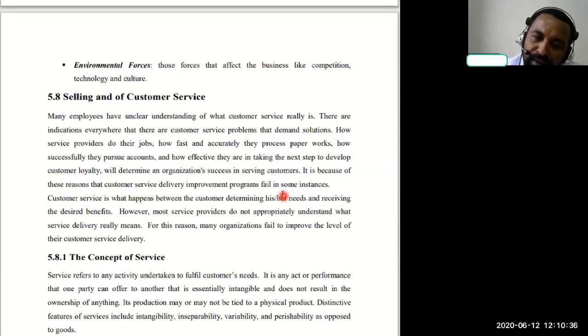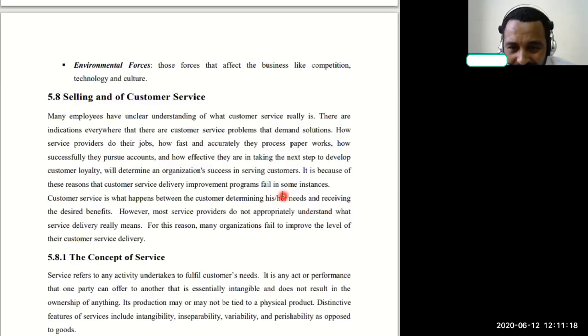Selling is one function of the marketing function, or selling is part of the marketing process. And customer service: well, to understand customer service, after delivering the product, it requires a certain service. So well, we provide customer service after selling the product. Depending on the nature of the product, we may provide customer service. First, we have to sell the product, and then we have to provide customer service.